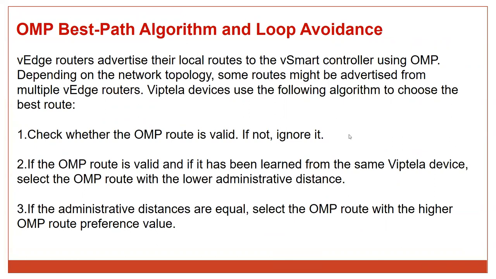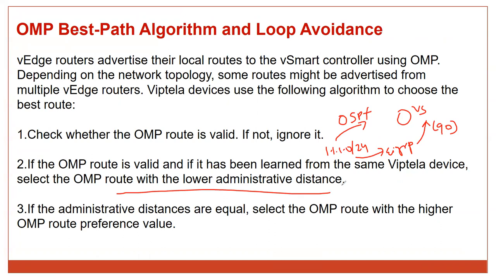If the OMP route is valid, it is learned from the same virtual device. Can you draw on the diagram and explain point number two just quickly? See, VSmart. Suppose one route is there, /24, and it is reaching VSmart via two different protocols, OSPF and EIGRP. So VSmart will prefer EIGRP because its AD value is 90. That's the meaning of this.